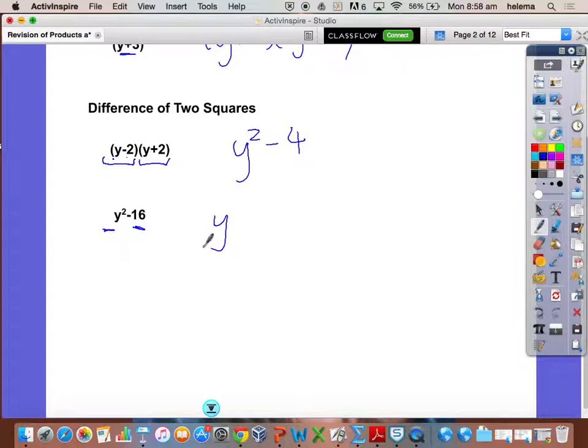Okay, so you take the square root of both of them. So if I were to do a quick one, I'm going to put this into this form. I'm going to have y minus 4, y plus 4. See, I've just taken the square root of each of those terms. So it's the difference, which is subtraction, so it always has to have a negative in the middle, of two things that are squared. That's how you recognize it.